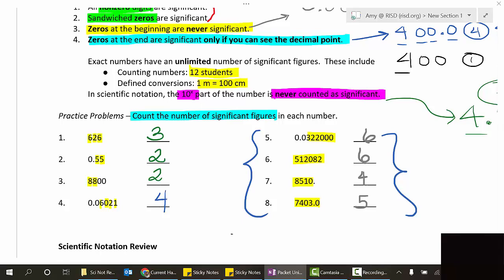All right, so I have highlighted the digits that count as significant here. So number 5 is 6. The zeros at the end counted because I see the decimal. There it is. Number 6, all of them count, so it's 6 sig figs. Number 7, all of them count. That 0 at the end counts because I can see the decimal, so 4 sig figs. And then same story with number 8. That 0 at the end counts because I can see the decimal, so all 5 digits count.